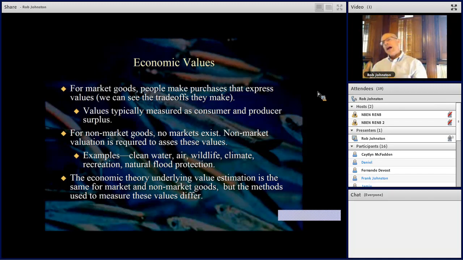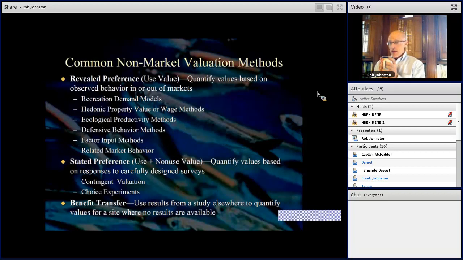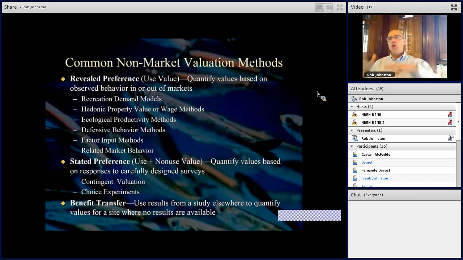So there's a variety of non-market valuation methods that we use to try to trace different kinds of behavioral signals to infer what those values are. It's the same underlying economics, it's just what kind of data we use. So if we're going to think about non-market valuation methods, there's a bunch of different kinds, right? There's a whole slew of them. On the screen, I've showed a set of the most common ones.